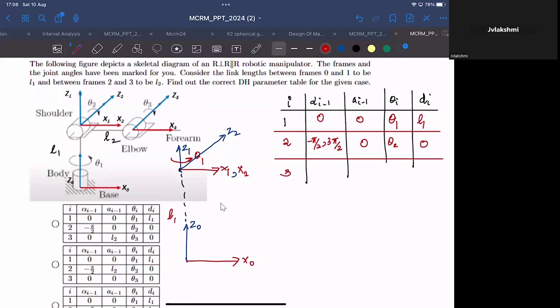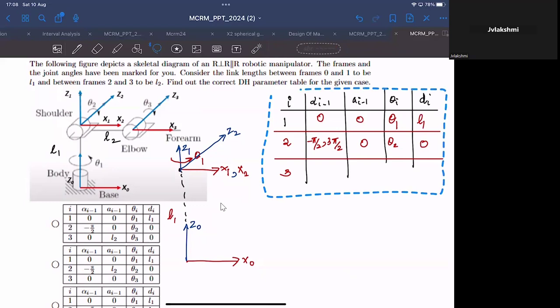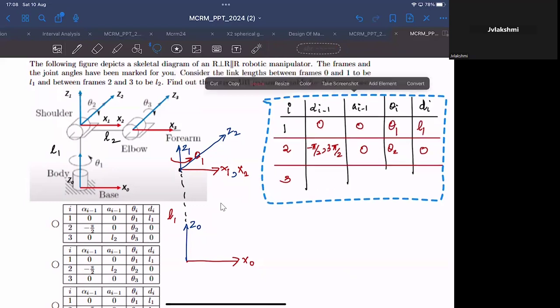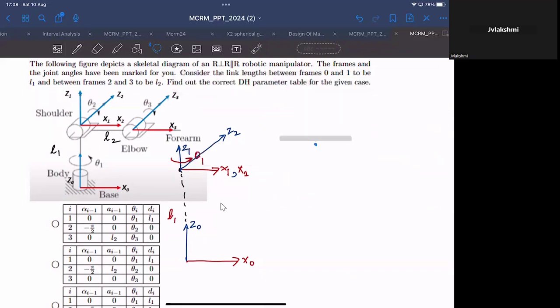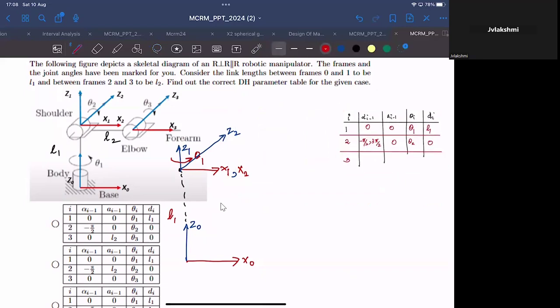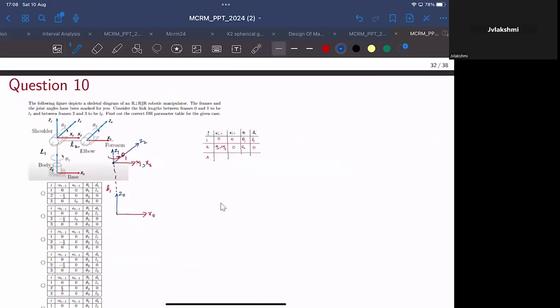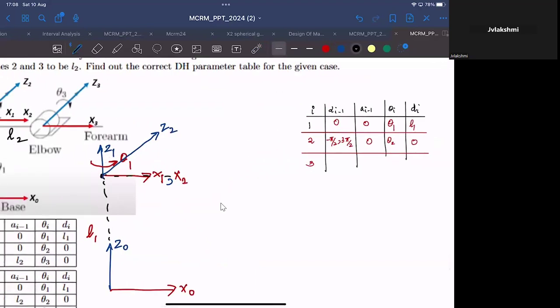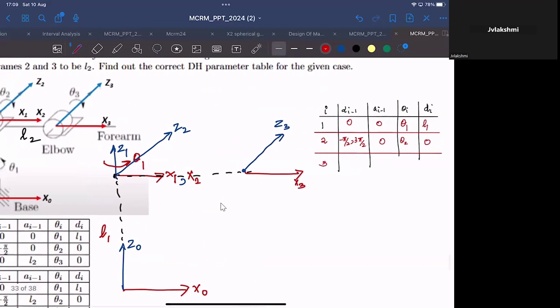Okay, so one more final transformation, between frame 2 and frame 3. I'll make this a bit small. As per the diagram, Z3 would be something like this. This would be Z3, parallel to Z2. This is X3. Now, what is the joint parameter? Z3 can also rotate by an amount theta 3.